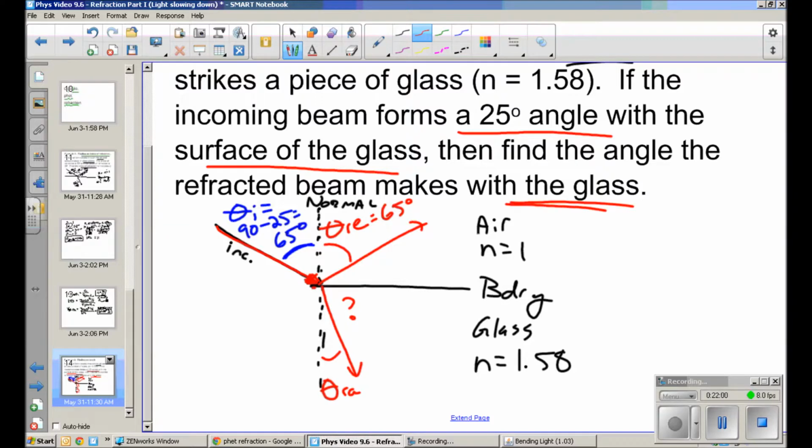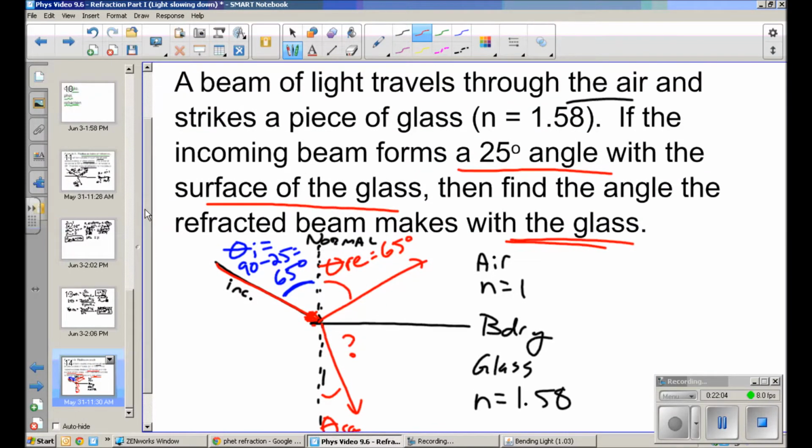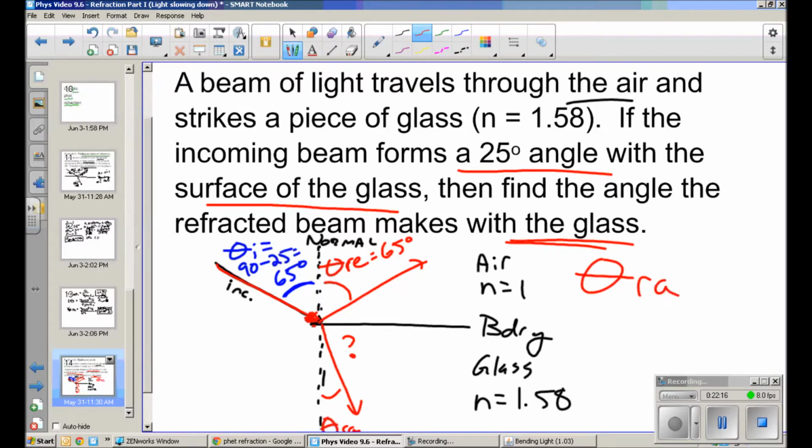All right, so pause the video here, read through the problem, and take a look at my drawing and make sure you understand what's going on there. And if not, that's definitely going to be something that you want to ask about when I see you in class tomorrow. All right, so we need to find our angle of refraction.